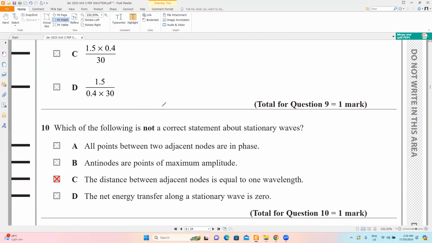Question 10 says, which of the following is not a correct statement about stationary waves? Answer is C. The distance between adjacent nodes is equal to one wavelength. The question says not. Be careful about this. So if I draw a standing wave or stationary wave, this is what a standing wave looks like. So here I have my nodes. If you see, the distance between two adjacent nodes is not equal to the wavelength. It's actually wavelength by 2, lambda by 2. So this is a wrong statement. Distance between adjacent nodes is equal to one wavelength. No, it's half of a wavelength.